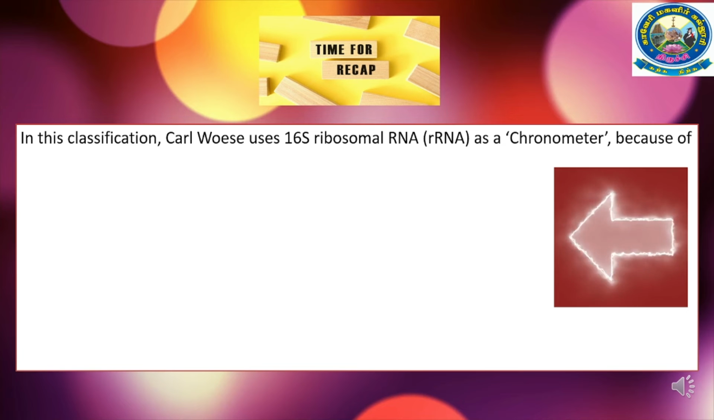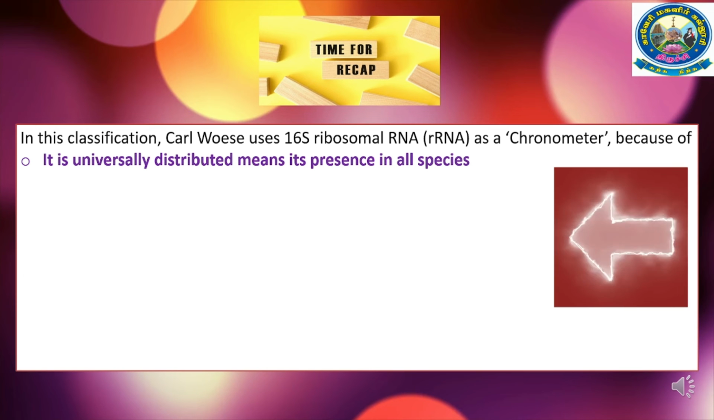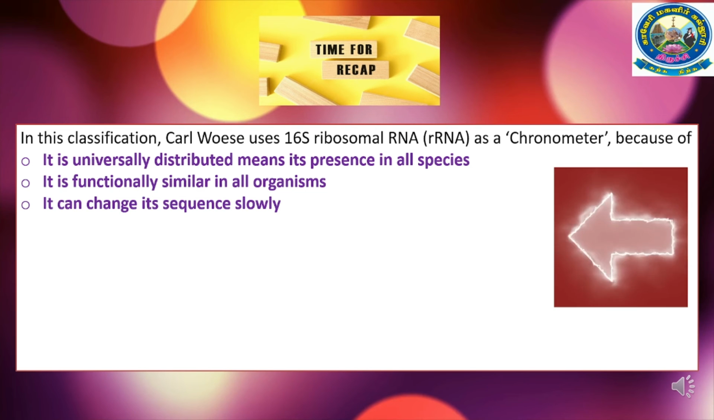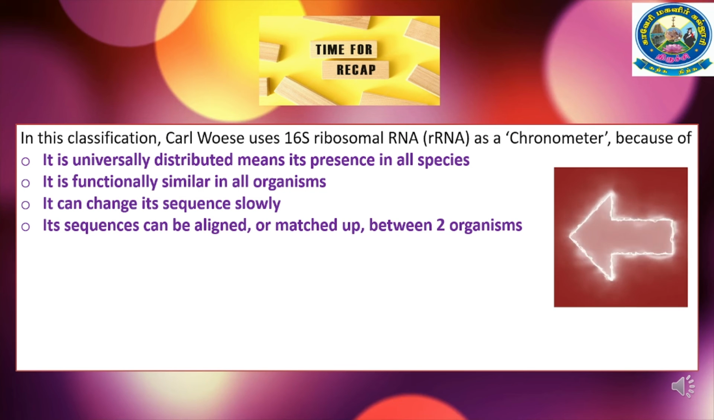Now it's time for a recap. In this classification, Carl Woese uses 16S ribosomal RNA as a chronometer because it is universally distributed, meaning it's present in all the species. It is functionally similar in all the organisms. It can change its sequence slowly, and finally its sequence can be aligned or matched up between two organisms.